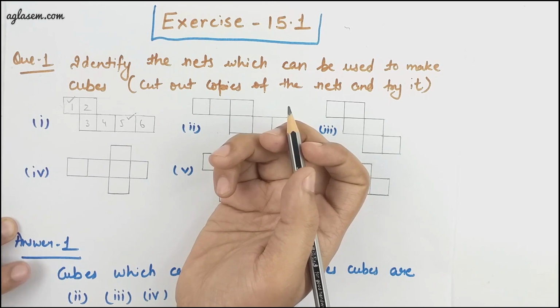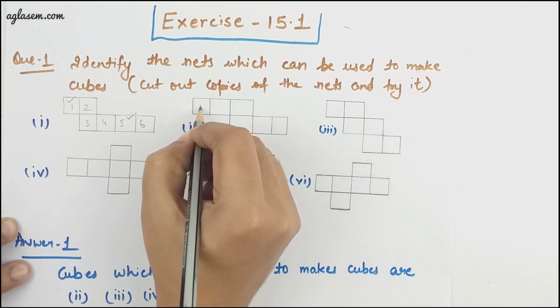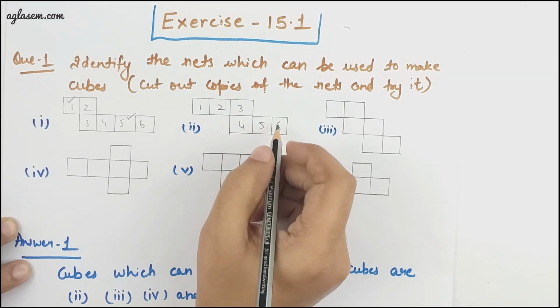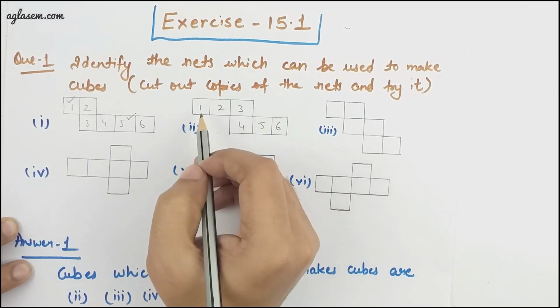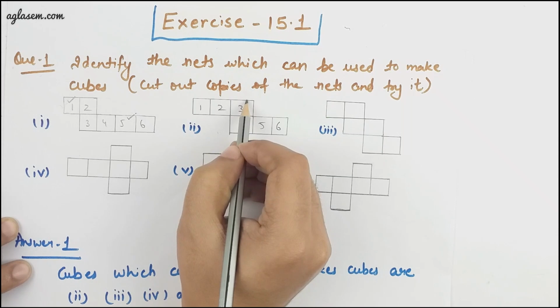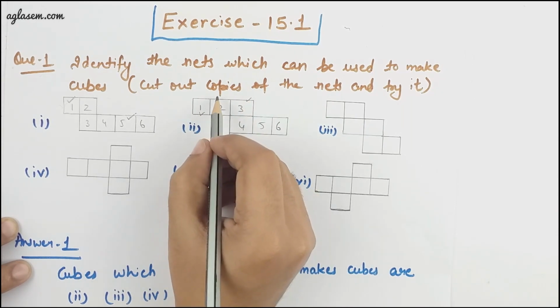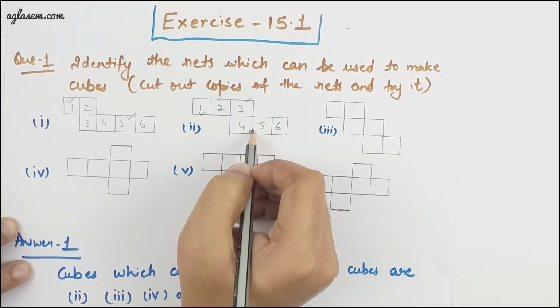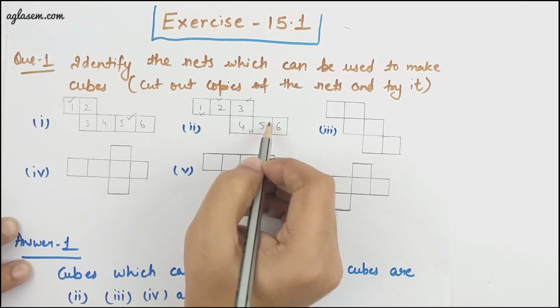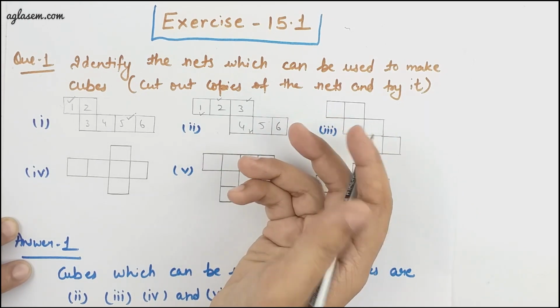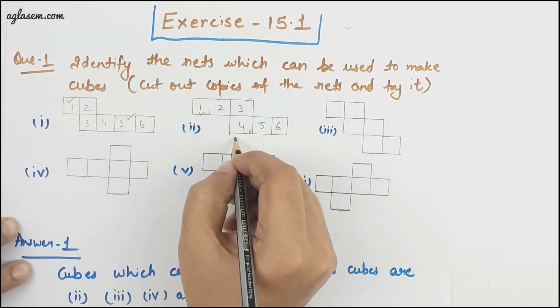In figure 2, if you fold 1, 2, 3 and let it be 4, 5, 6. When we fold, suppose this being the top and this being the bottom, 2 will come onto one side, 4 will come onto the other side and 5 and 6 will be to the other remaining parts. So then you can say this will be helpful for making a cube.